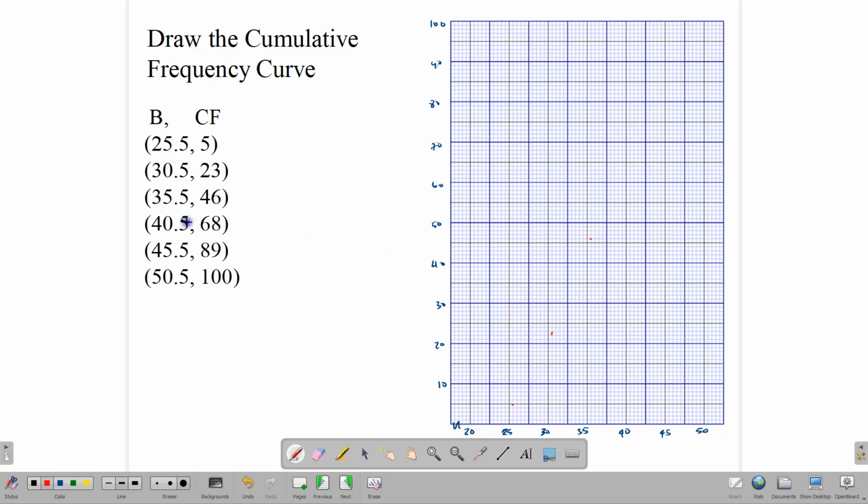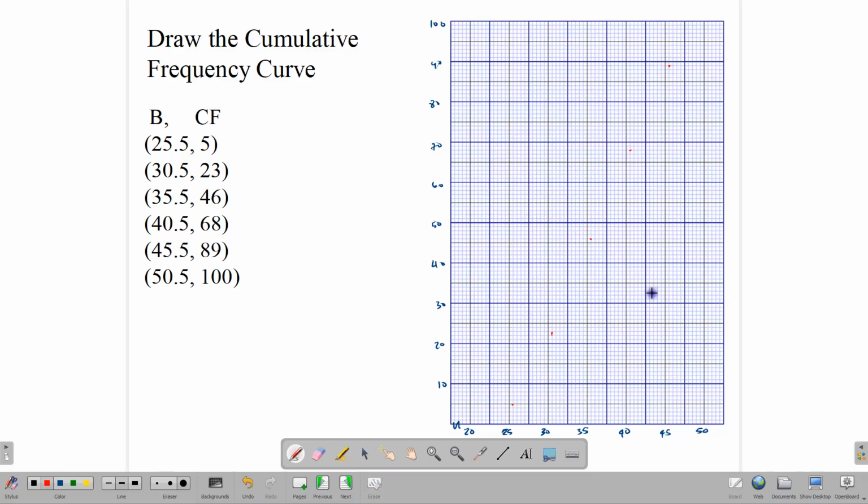Next one, 40.5 to 68. 40.5 to 50, 60, 68, somewhere there. And 45.5 to 89, 80, this is 90, so 89 would be here.